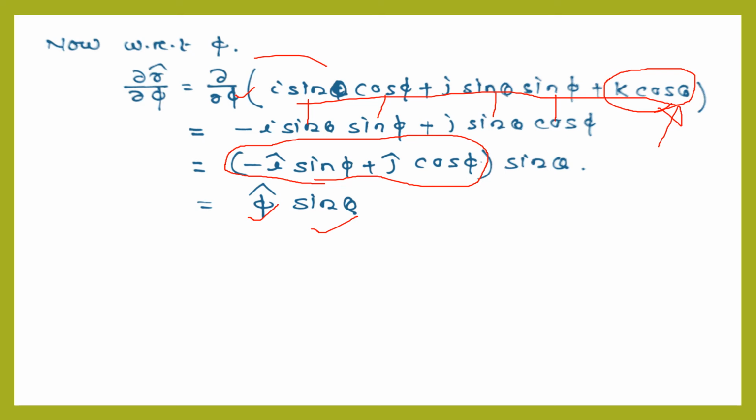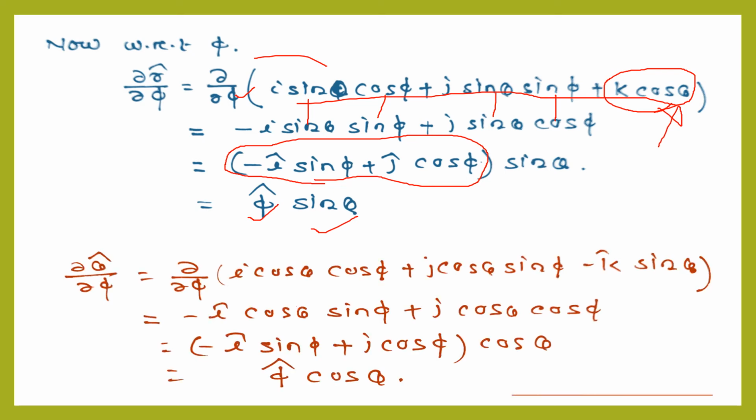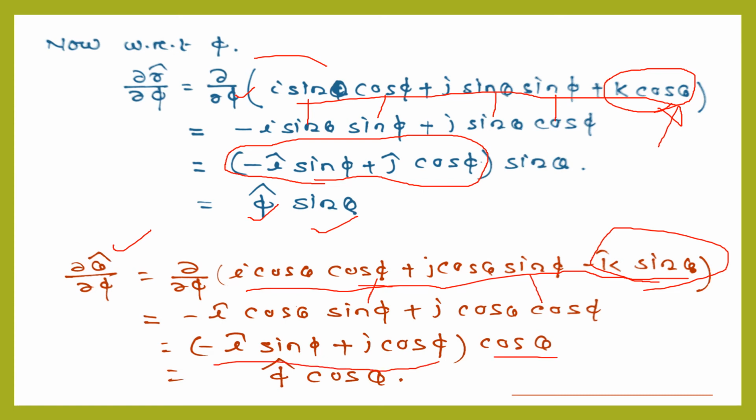Now we have to find d theta cap by d phi. So d by d phi of the theta cap value: only phi changes, the minus sign, only phi changes, plus cos, and this value will be 0. Taking cos theta common, we get again the phi cap value, so phi cap cos theta. Now d by d phi of phi cap.